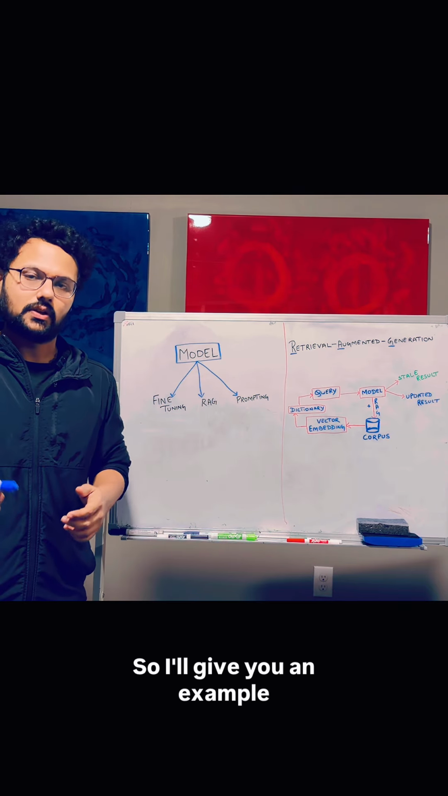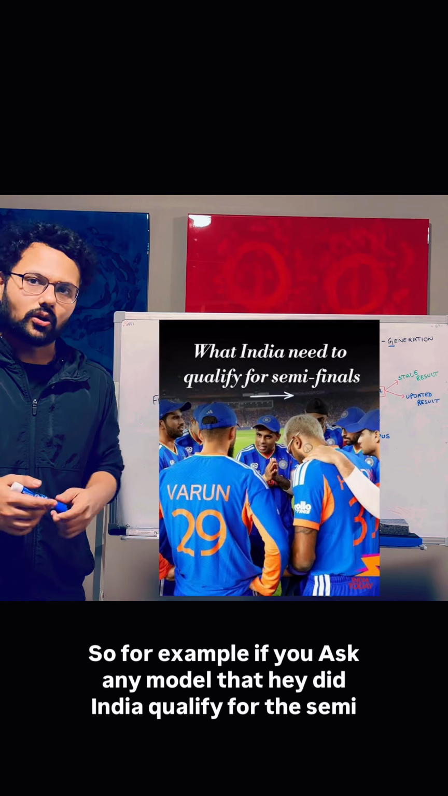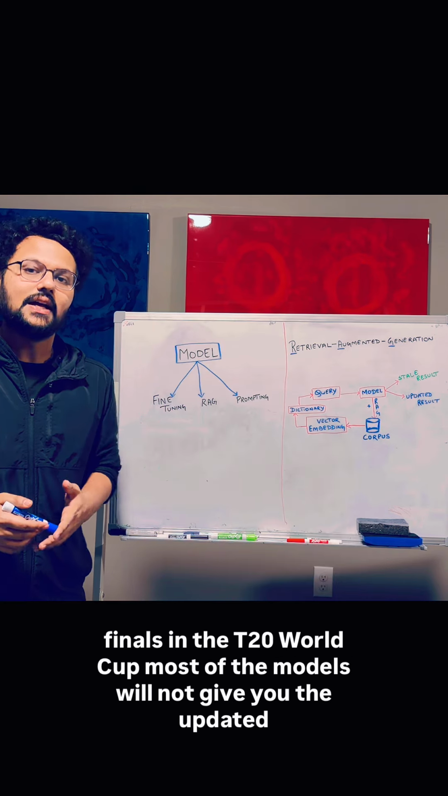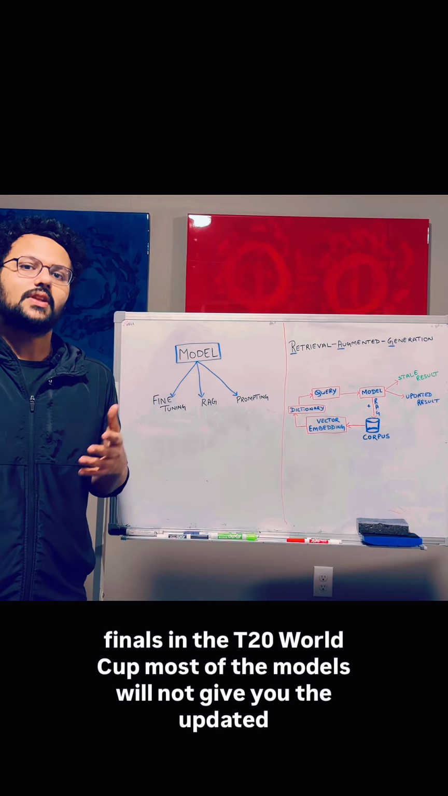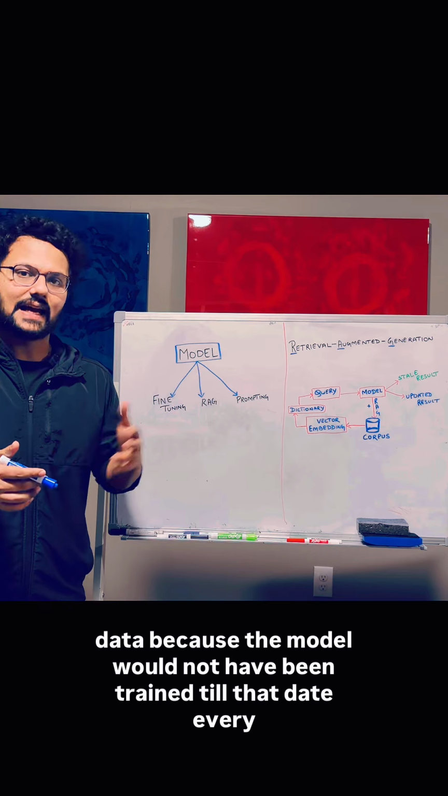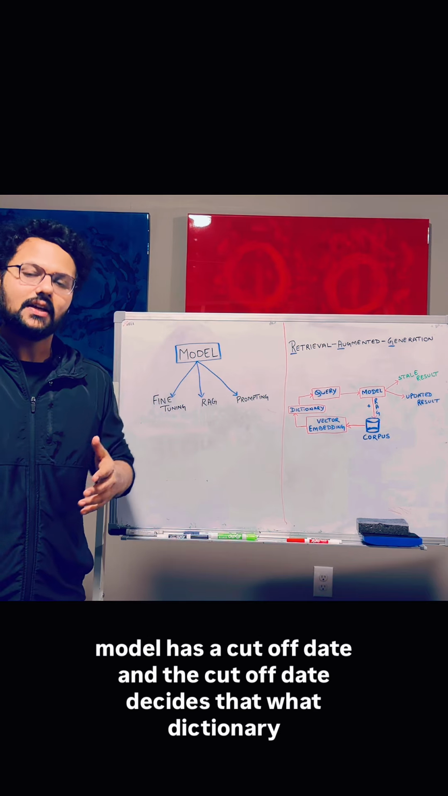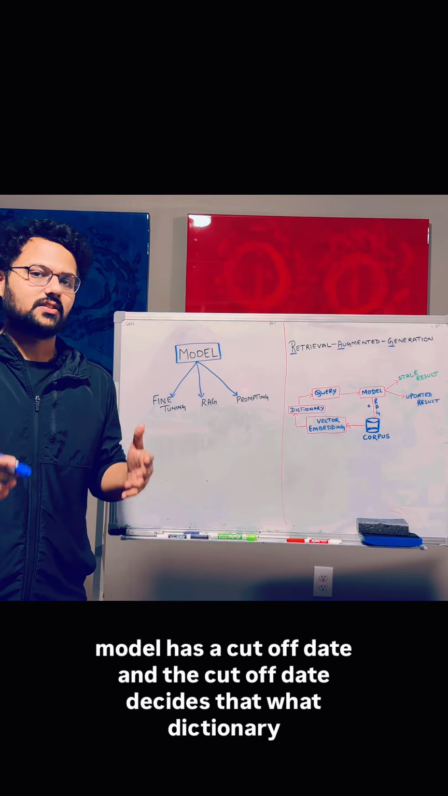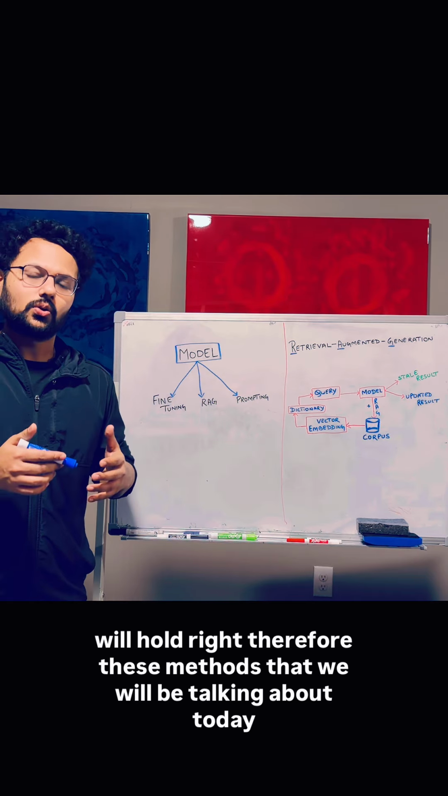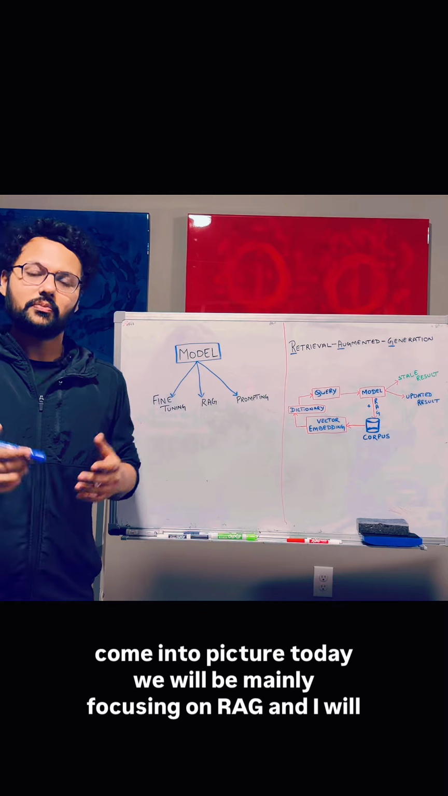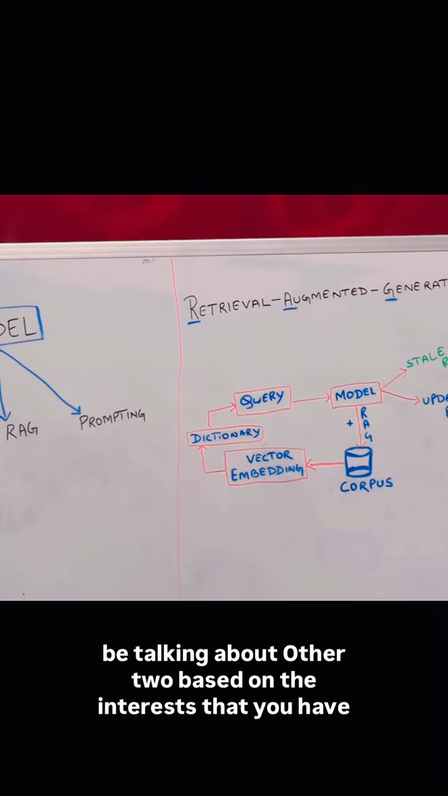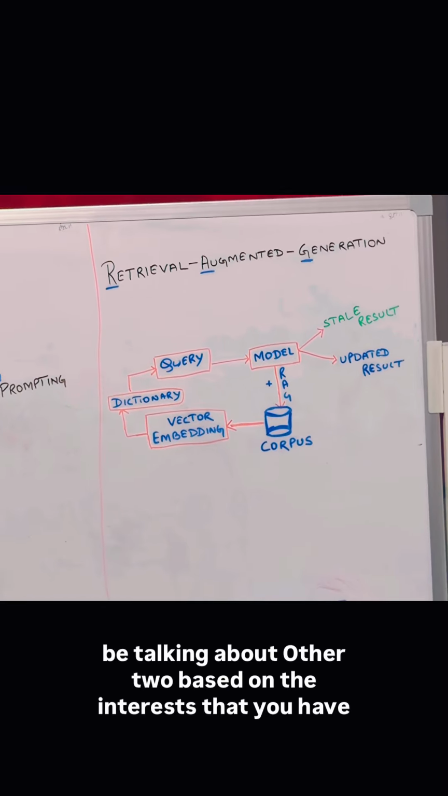So I'll give you an example. For example, if you ask any model, hey, did India qualify for the semifinals in the T20 World Cup? Most of the models will not give you the updated data because the model would not have been trained till that date. Every model has a cutoff date, and the cutoff date decides what the dictionary will hold, right? Therefore, these methods that we will be talking about today come into the picture. Today, we will be mainly focusing on RAG, right? And I will be talking about the other two based on the interest that you have, right?